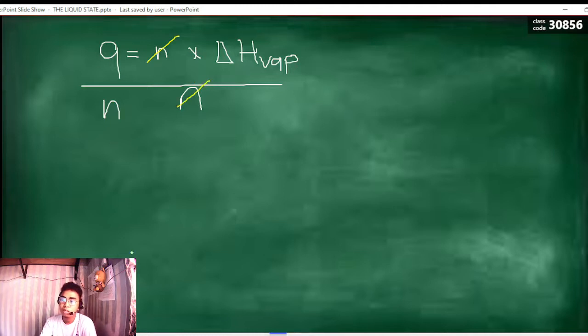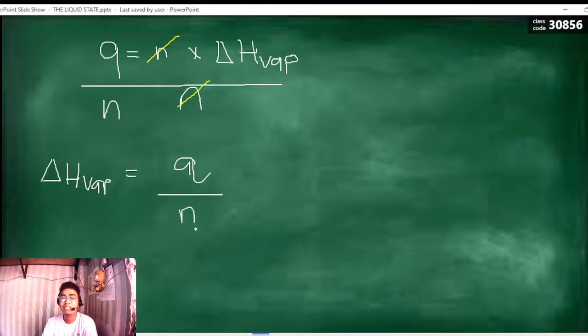And of course, this is our new equation, wherein H, the molar enthalpy change of vaporization, is equal to Q over N. So that is our new equation. I hope you are following me. Let's proceed to the equation.